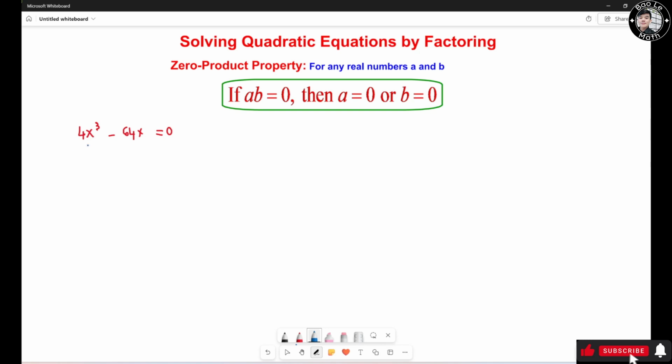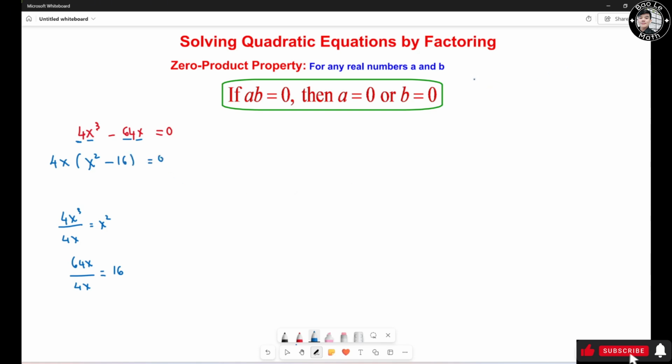Alright, so for example, if we have the equation 4x cubed minus 64x equals 0, now you need to factor the GCF out. The GCF of 4 and 64 is going to be 4. The GCF of x cubed and x is going to be x. So you have 4x cubed. You factor 4x out, so we have x squared left. So x squared right here. Now you have 64x. You factor 4x out, so we will have 16 left, so minus 16 equals 0.